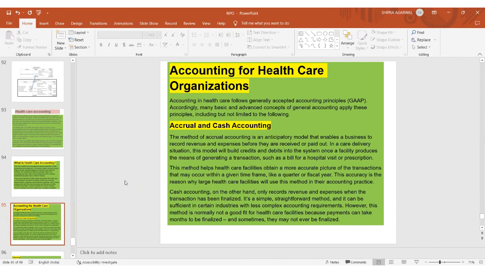So at times you have to consider the cash basis, like if you are recording the revenue and expenses when the transaction has been simplified. Like I gave you the example, when the patient is coming in OPD just to visit a doctor, then it is certainly cash basis, right? No doubt cash basis is much simpler and straightforward. But there are certain other things which you have to consider on the accrual basis, like your general salaries and all. So all these things are to be taken into account.